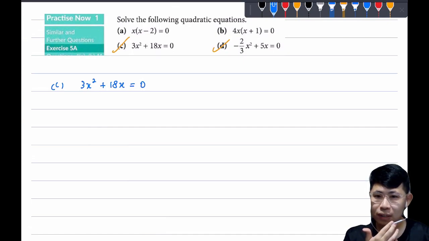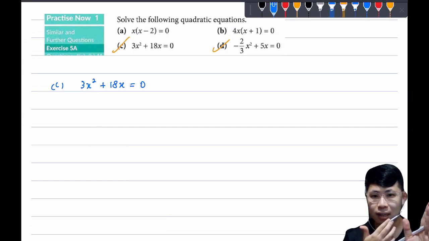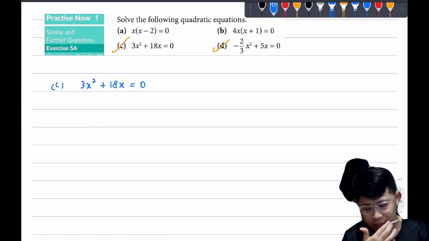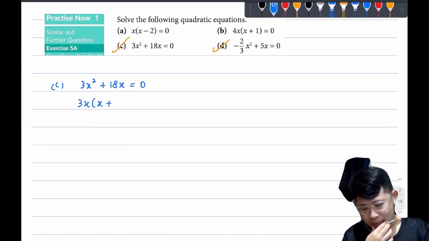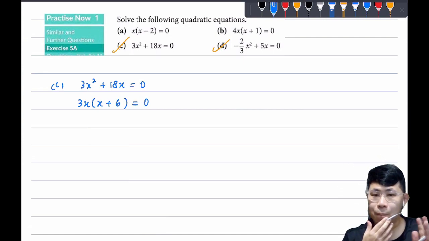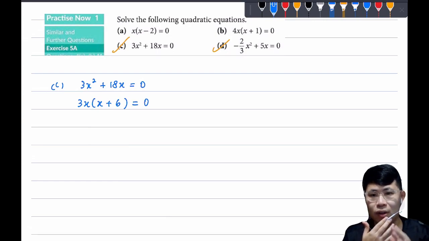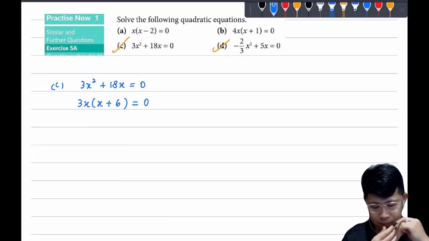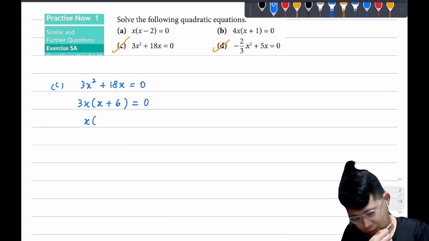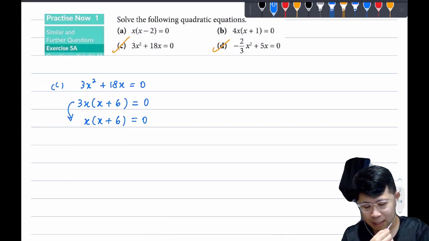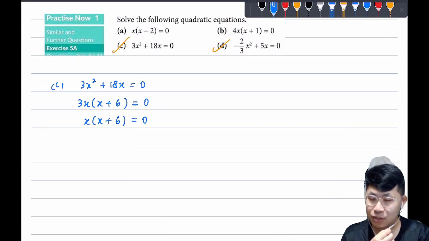So what we need to do is factorize the expression on the left. What is the common factor that we can take out? We can take out a 3, we can take out an x, and then we have x plus 6 equals 0. Actually, we can divide by 3 first to make life easier for us. So the left would be just x times x plus 6, and 0 divided by 3 on the right would be just 0.